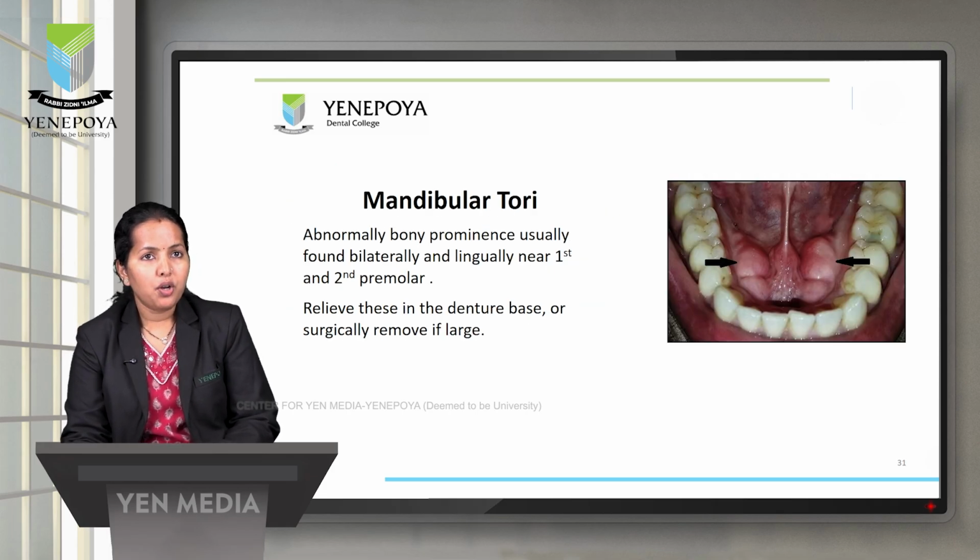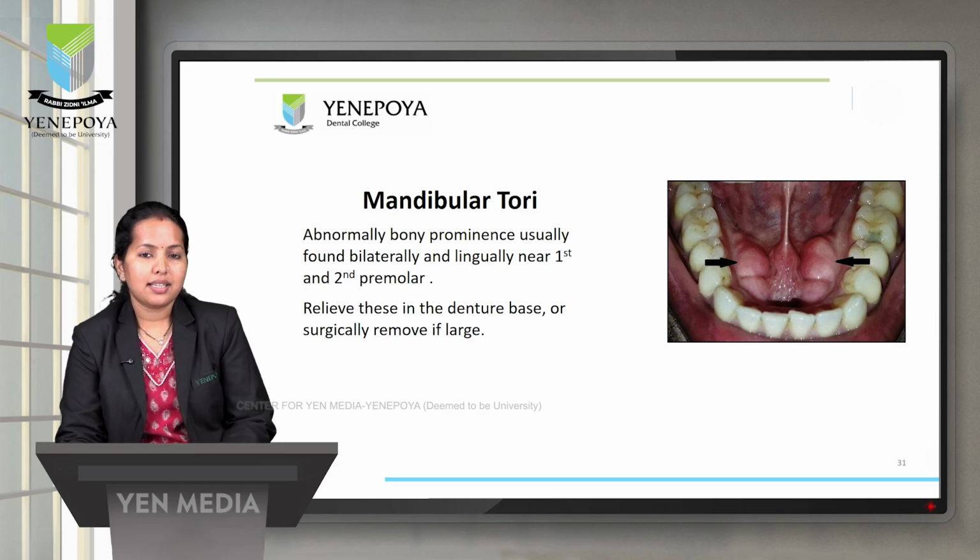Mandibular tori: abnormal bony prominences usually found bilaterally and lingually near the first and second premolars. Relief in this area of the denture base is a must, and if the tori are large, they need surgical excision.